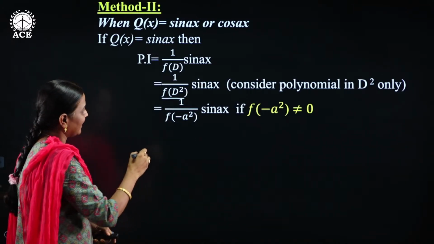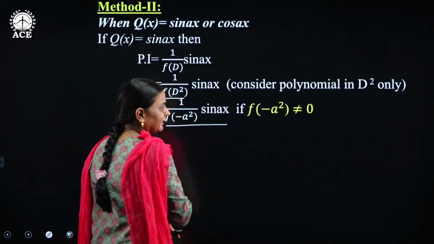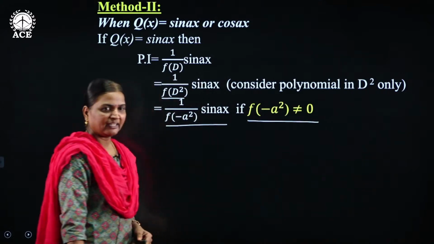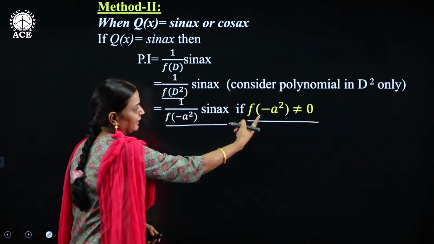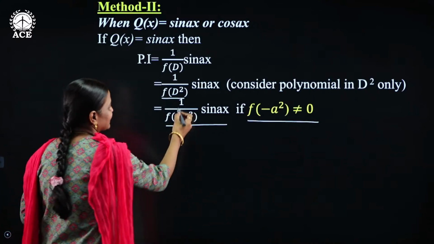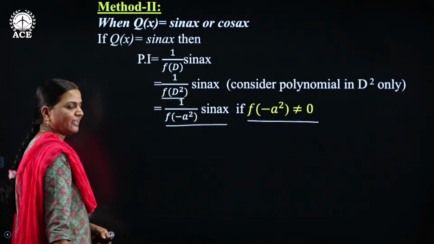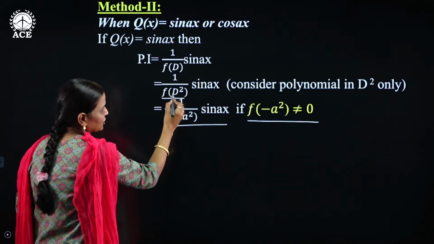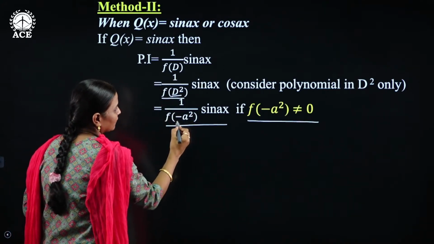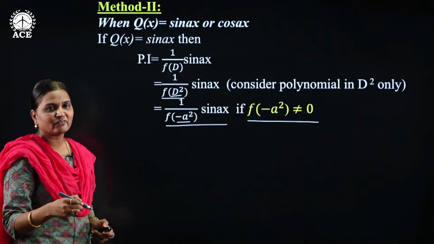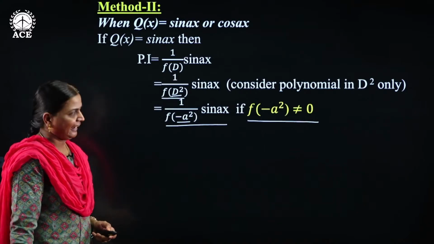We write this as the particular integral provided f of minus a square is not equal to 0. This is the important condition. So f of minus a square is not equal to 0. Then the particular integral is 1 by f of minus a square into sin ax. What is the transformation here? Put D square equal to minus a square, not minus a whole square. D square is equal to minus a square.